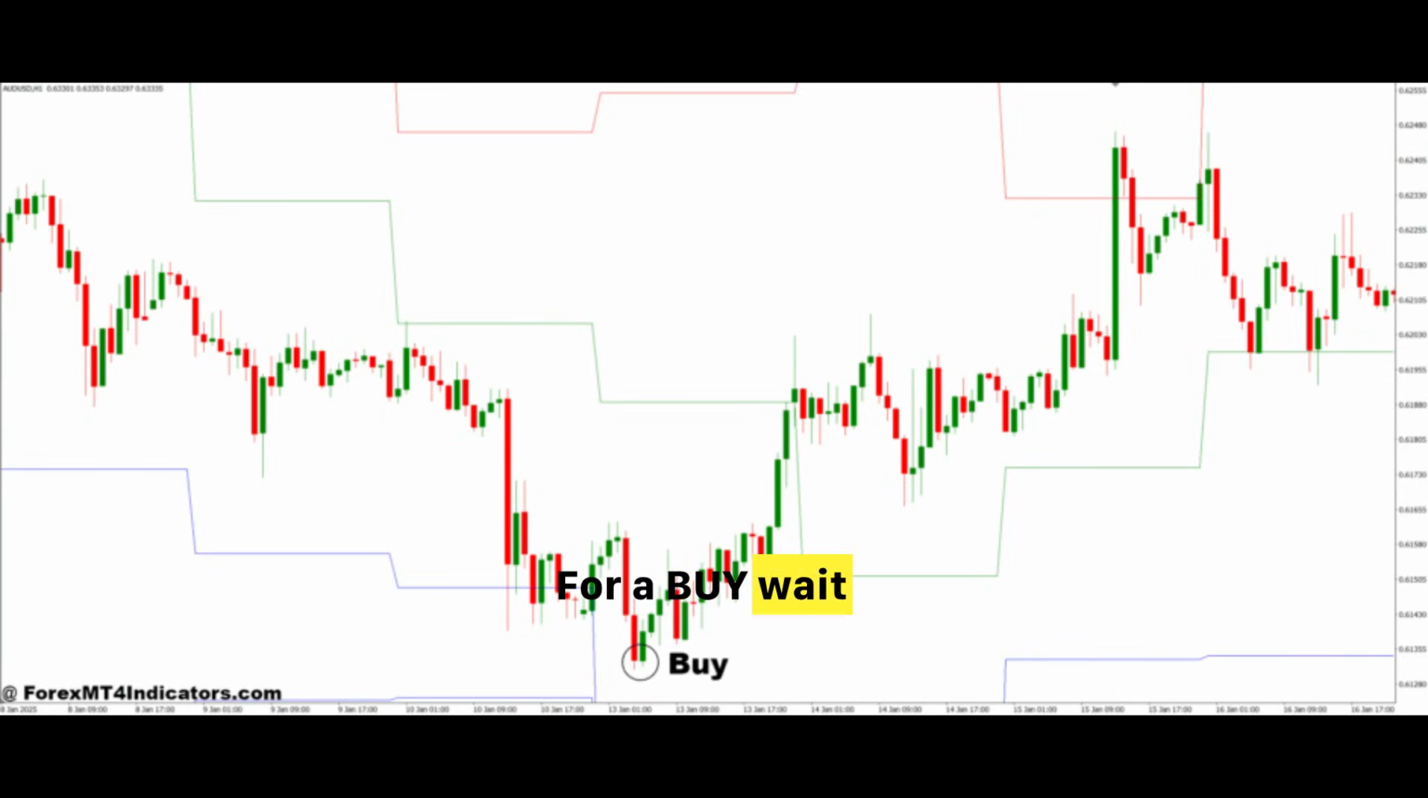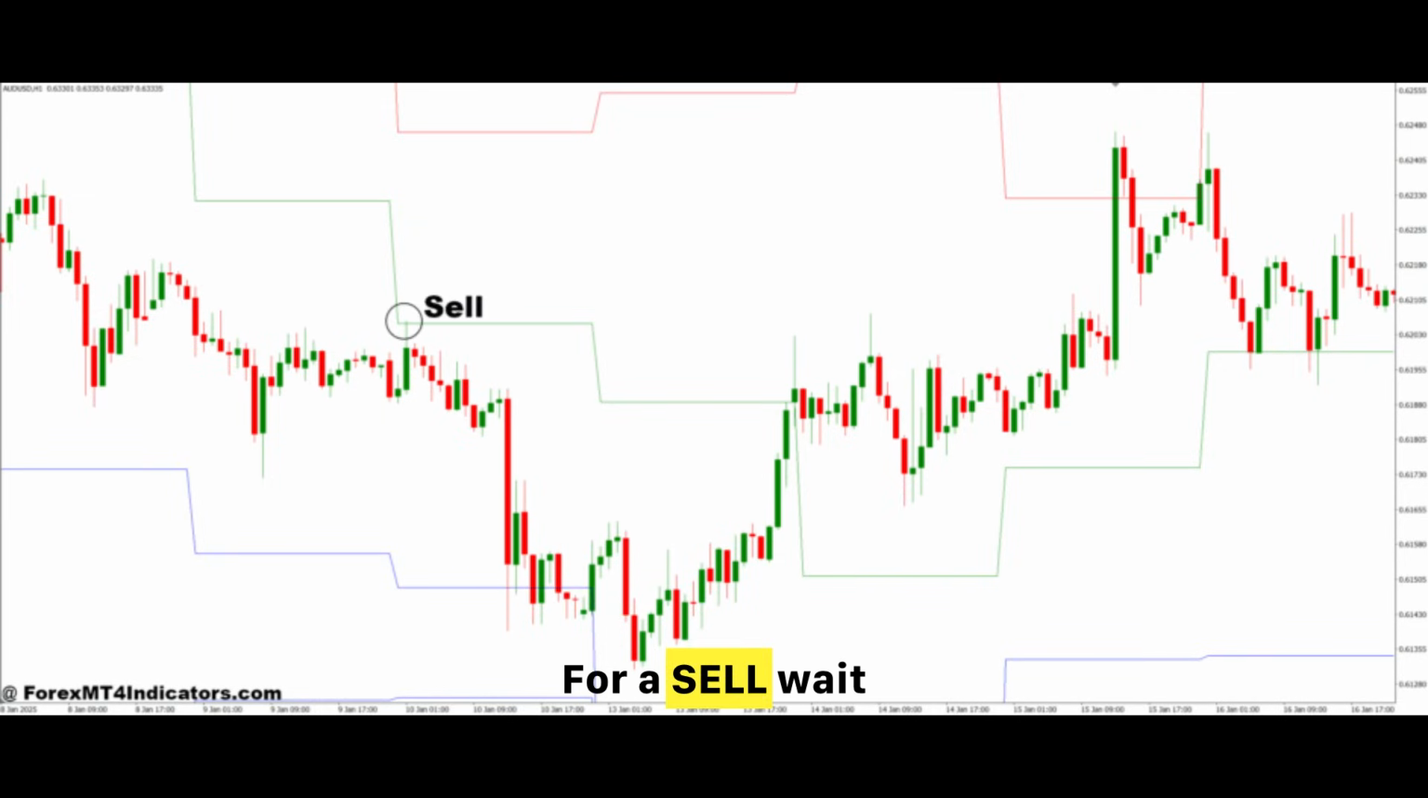For a buy, wait for price to pull back into a support level like S1 or S2. Look for a bounce or a bullish reversal candle like a hammer or bullish engulfing. Confirm with RSI above 30 or a bullish MACD crossover. Enter as price turns upward, stop loss below that support, and target the next resistance level.